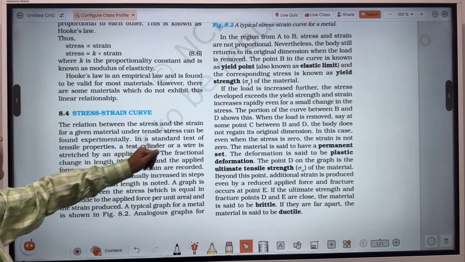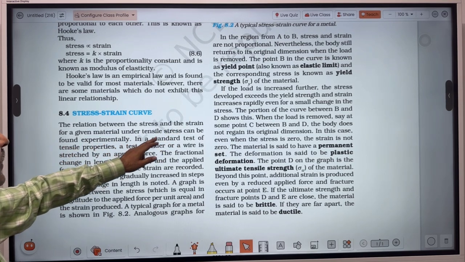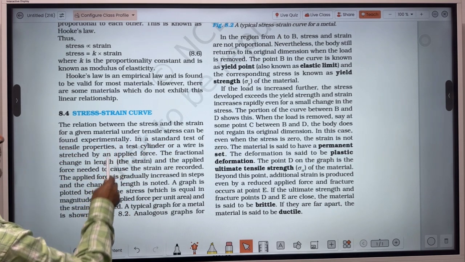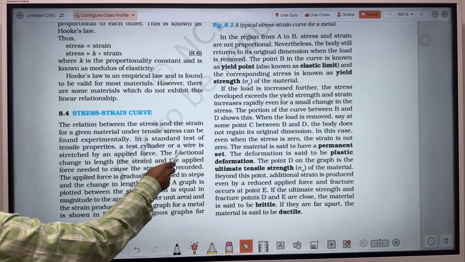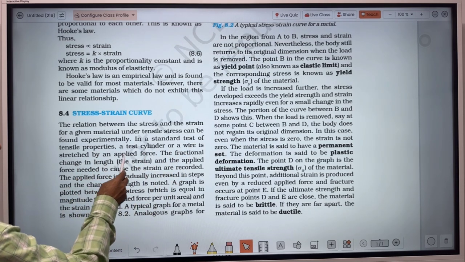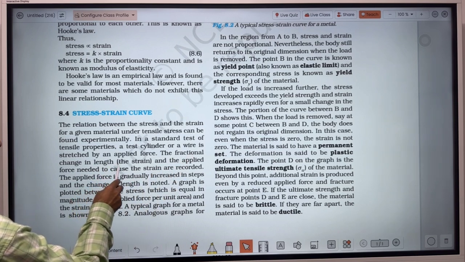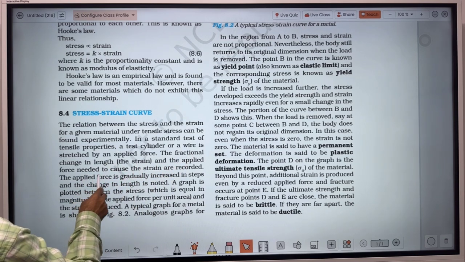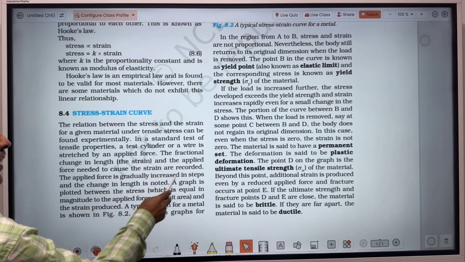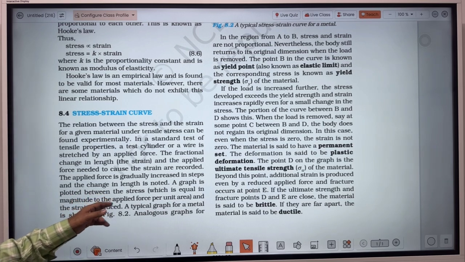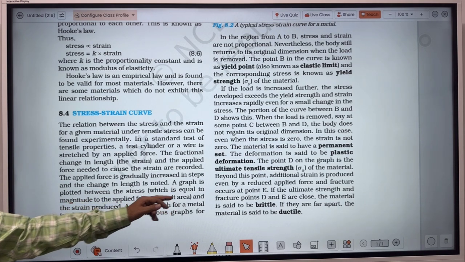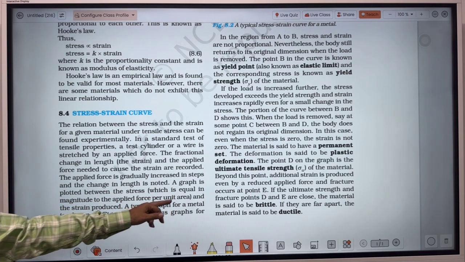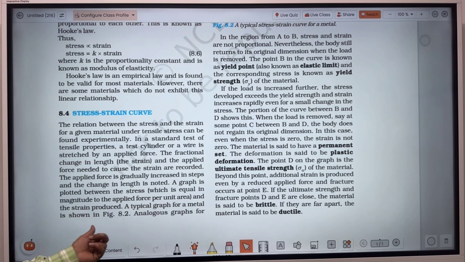The relation between the stress and the strain for a given material under tensile stress can be found experimentally. In a standard test of tensile properties, a test cylinder or a wire is stretched by an applied force. The fractional change in the length, the strain, and the applied force needed to cause the strain are recorded. The applied force is gradually increased in steps and the change in the length is noted. A graph is plotted between the stress, which is equal in magnitude to the applied force per unit area, and the strain produced.